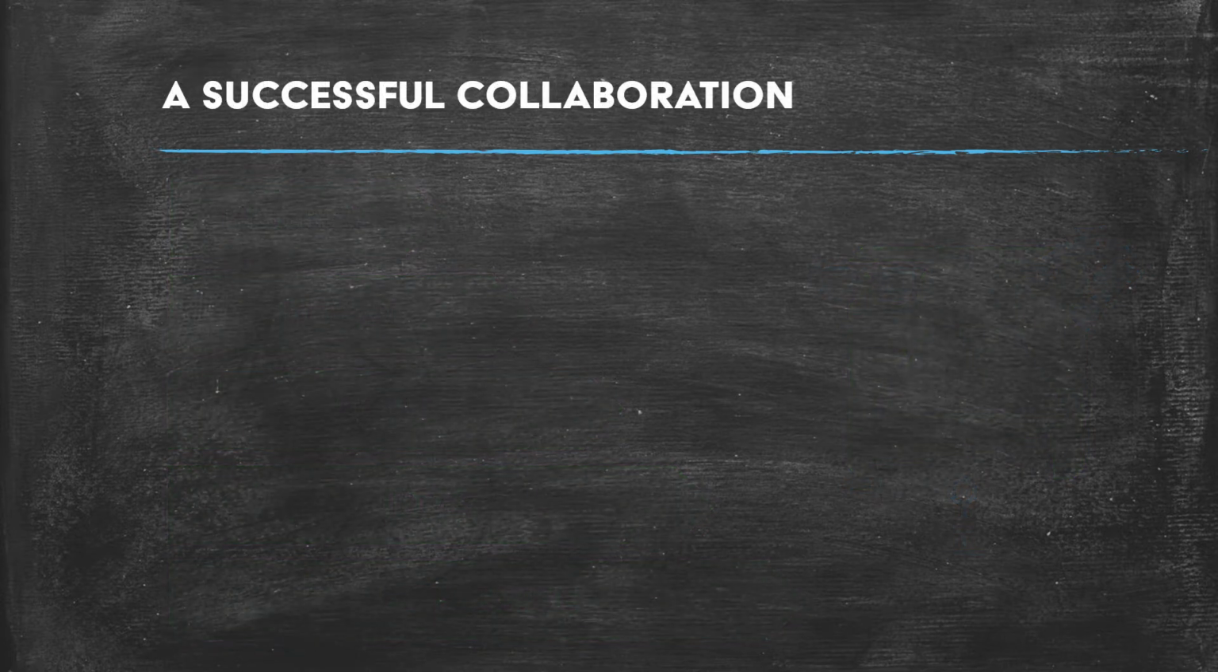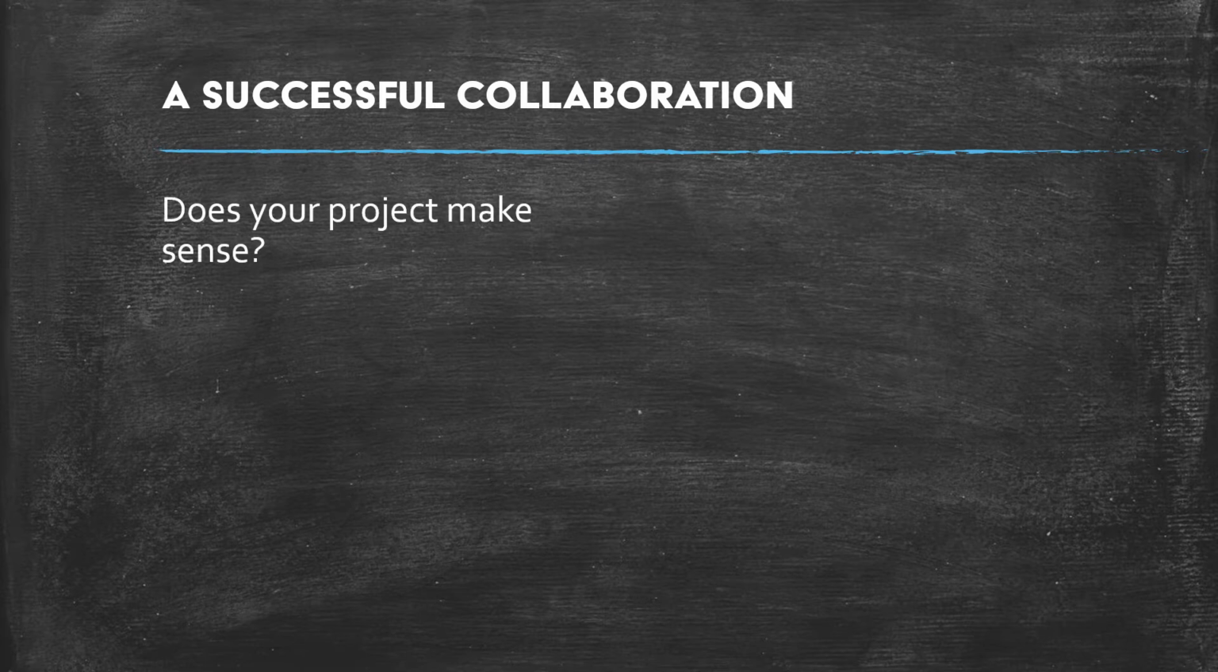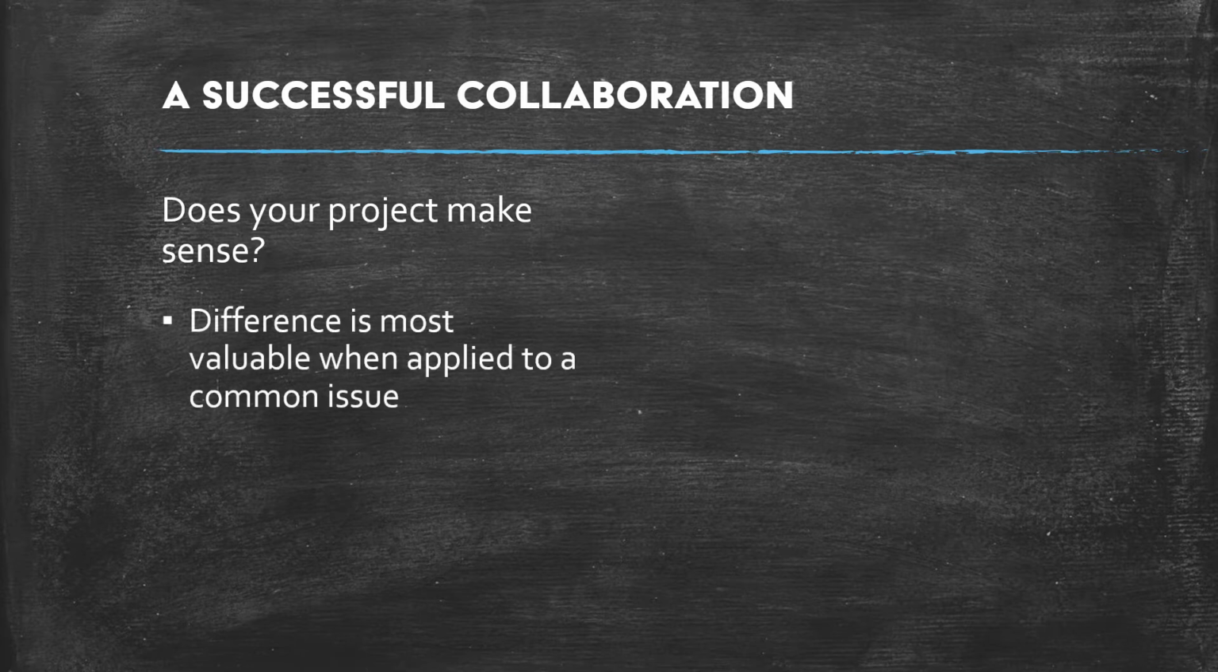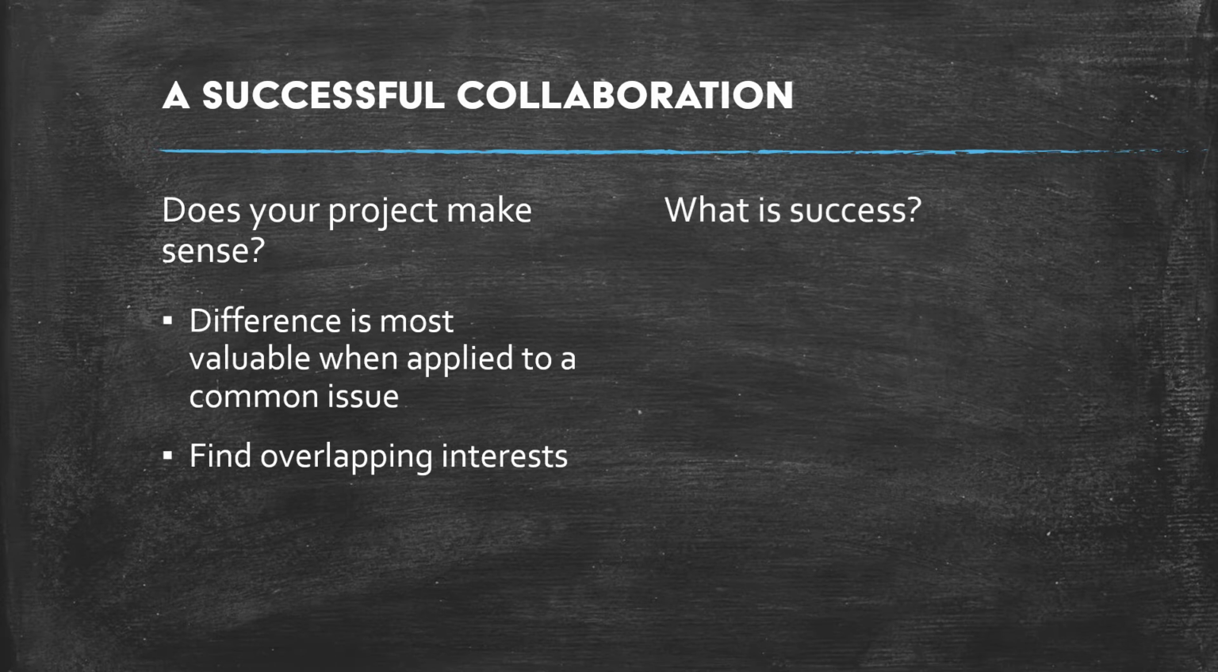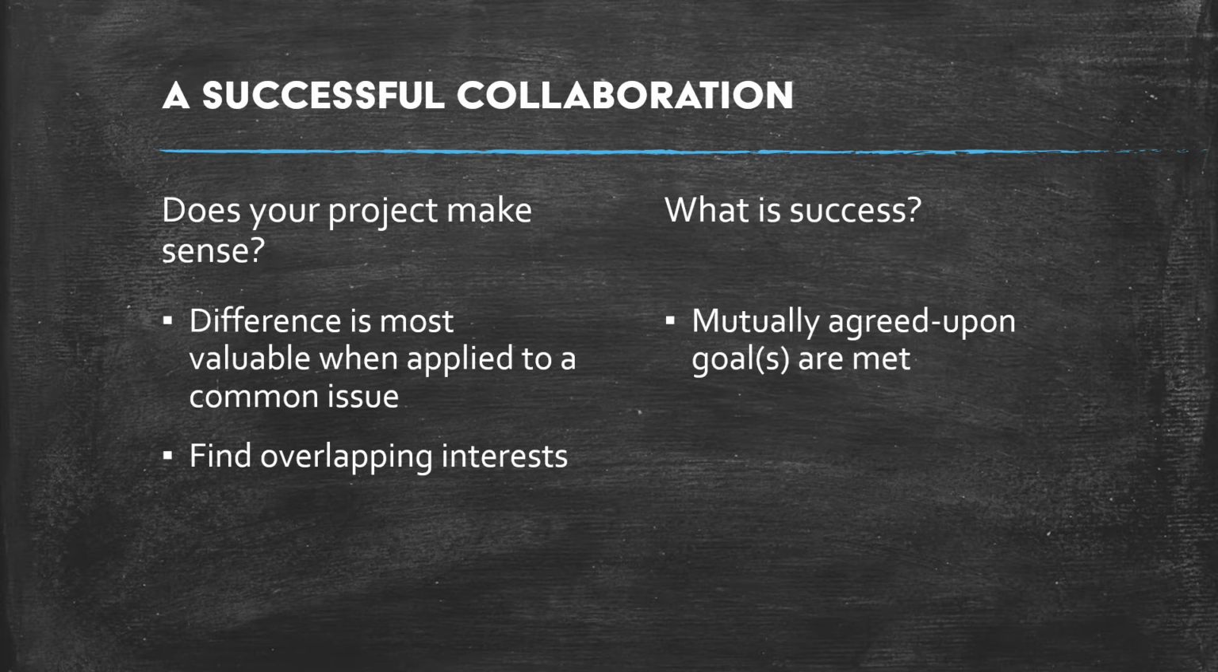What does a successful collaboration look like? For collaboration to be successful, it simply has to make sense. Difference is only valuable when the groups involved apply their diverse perspectives, values, and ideas to a common issue. There must be an overlapping interest, issue, or goal. So what is success? In general terms, this is when the mutually agreed upon goal of the project is met and each group contributed the resources they promised.